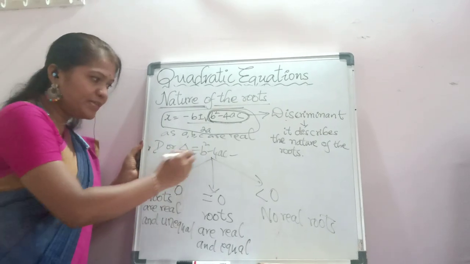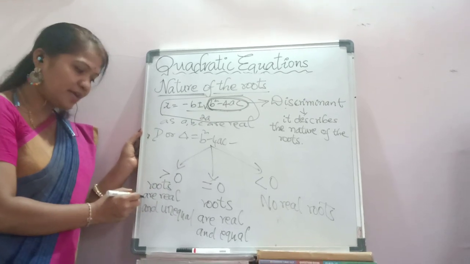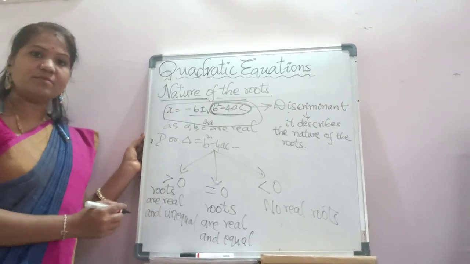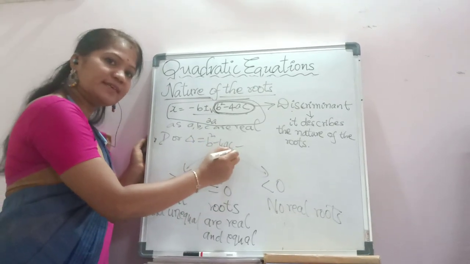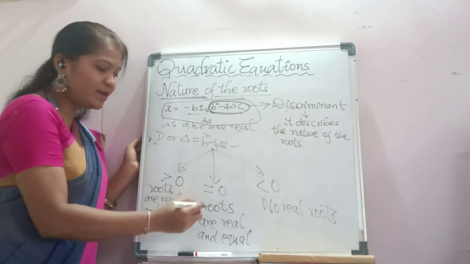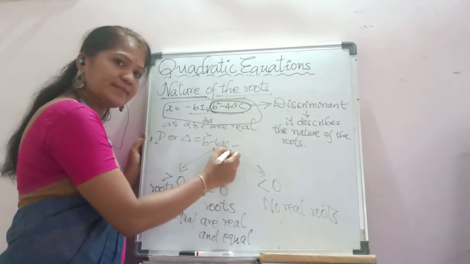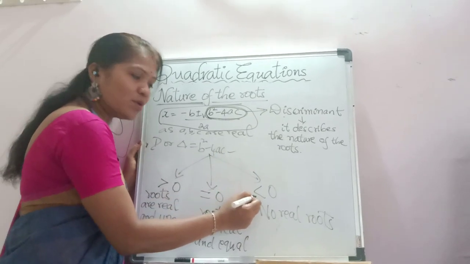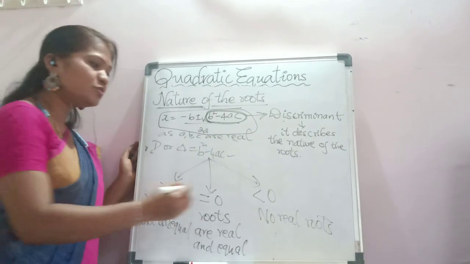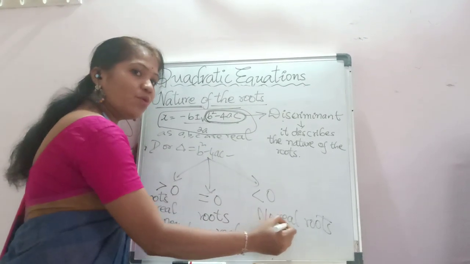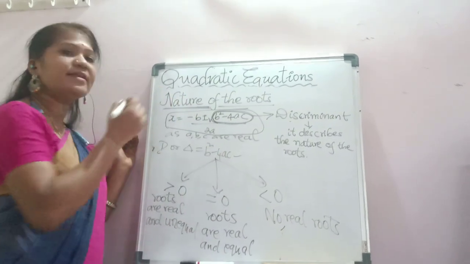If I get b square minus 4ac as a positive value, that is greater than 0, then the roots are real and unequal, distinct roots. If b square minus 4ac is equal to 0, then the roots are real and equal. If b square minus 4ac is negative, that is less than 0, as we don't have square roots of negative numbers in the real numbers, we simply write no real roots, isn't it? So three cases exist for finding the nature of the roots.